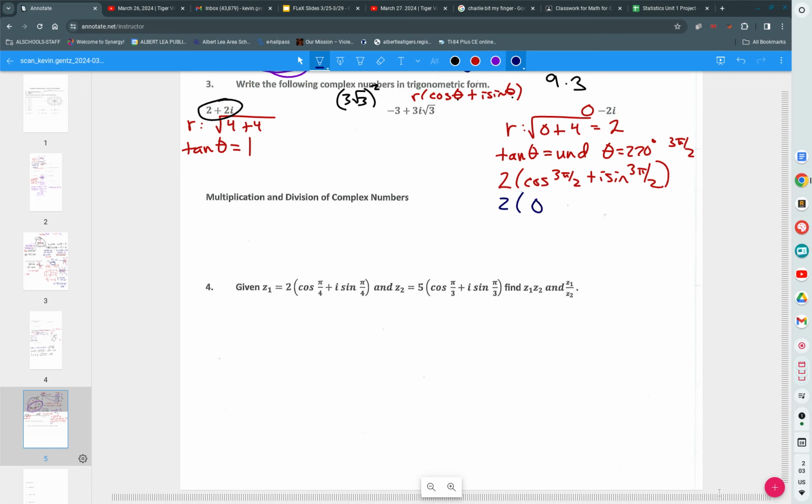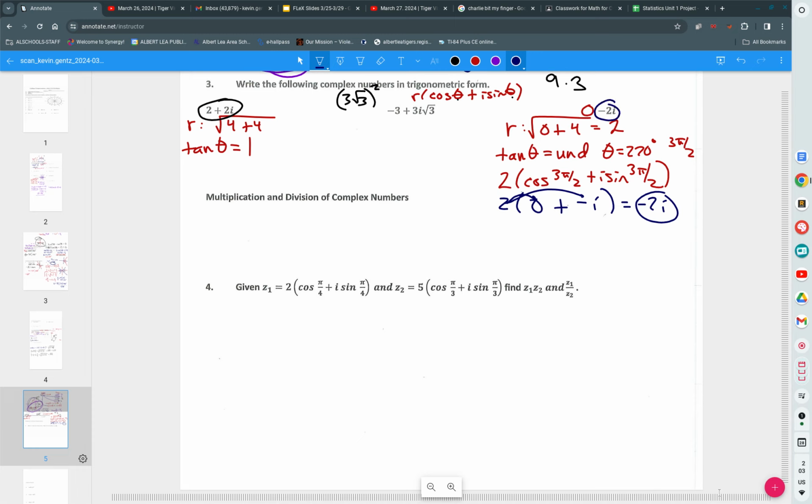0. Plus, what is the y value at 3 pi over 2? Negative 1. So negative 1 times i is negative i. Let's distribute the 2. 2 times 0 is 0, and 2 times negative i is negative 2i. What did we get? What we started with.